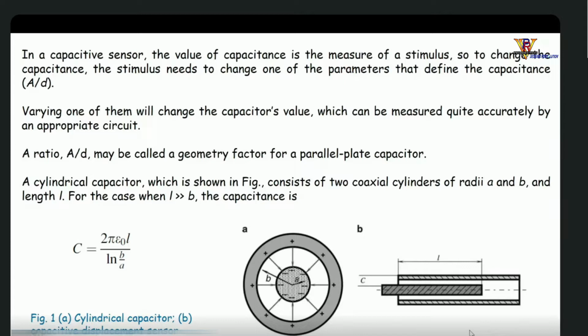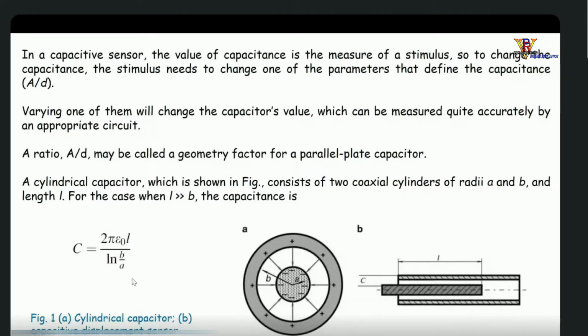If we have a cylindrical capacitor, as shown in this figure 1, where there are two cylinders, one of radius A and the second of radius B. For these two cylinders, we can treat them as two different plates, one is this one, second is this one.